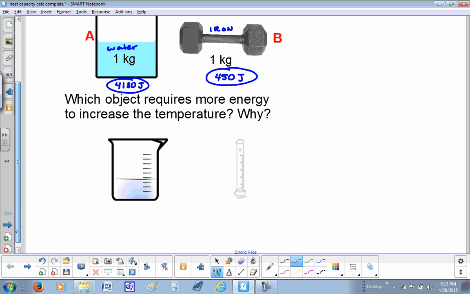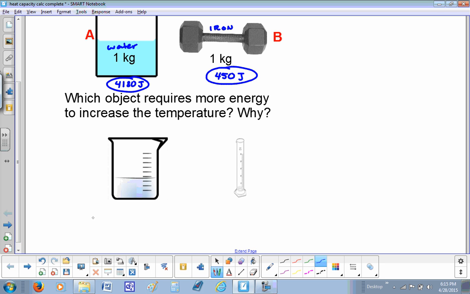So the heat capacity of water, C water, is 4,180 joules for every kilogram degree Celsius. And when you look at the heat capacity of iron, it's only 450 joules per kilogram degrees Celsius. So much lower specific heat capacity. Now, what does this mean in practical sense?